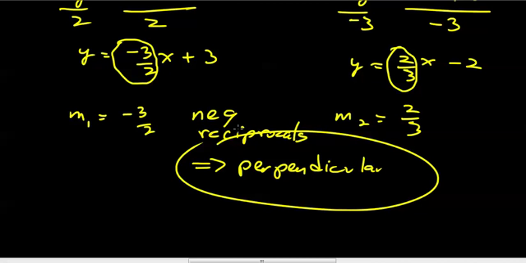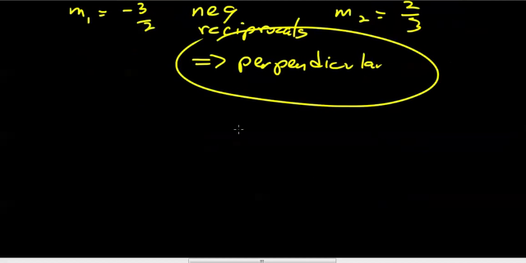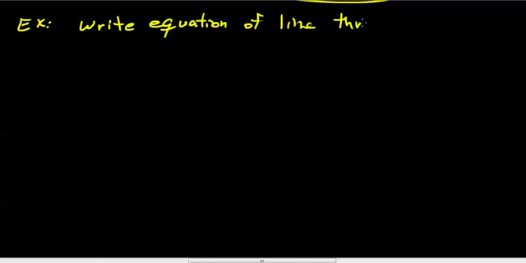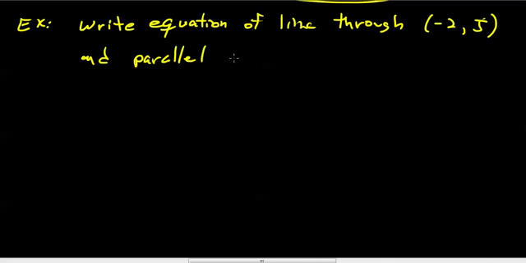Alright, two more examples regarding parallel and perpendicular lines I want to talk about today. Example. Let's say I ask you this: write the equation of the line through (-2, 5) and parallel to y equals 8x minus 3.